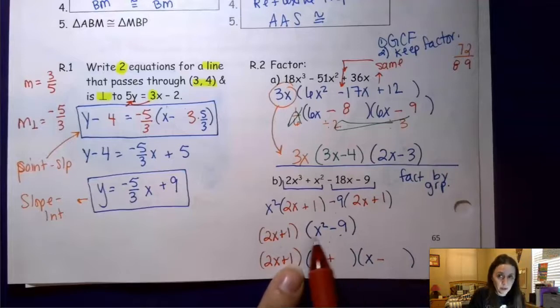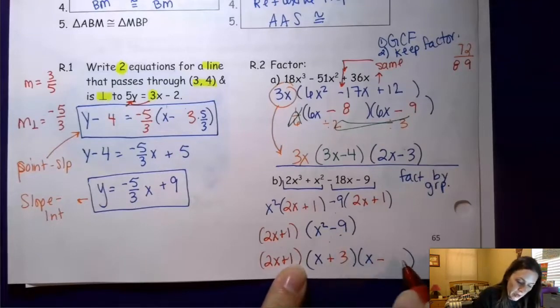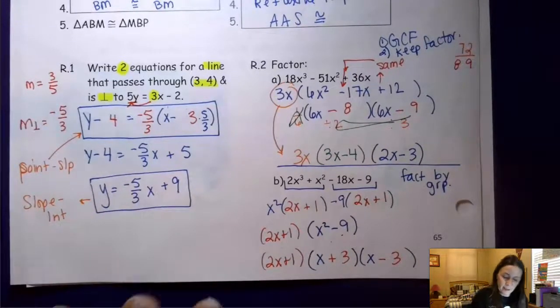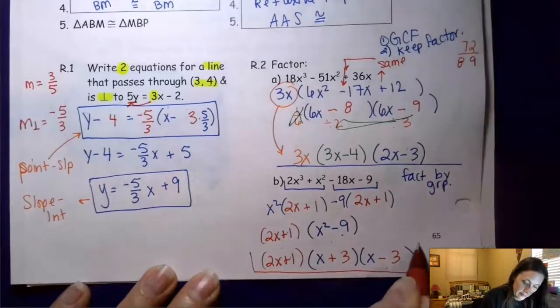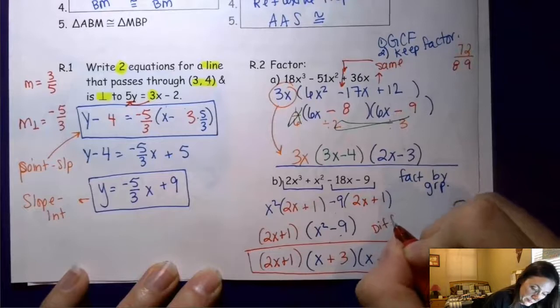I have no middle term this time. So x squared and 9 are 2 different perfect squares. There's a difference of perfect squares. Square root of 9 is 3, so if I have plus 3 and minus 3, I have no middle term. That's it, I'm done. You can FOIL that back together to check. Here we go. Difference of 2 squares.